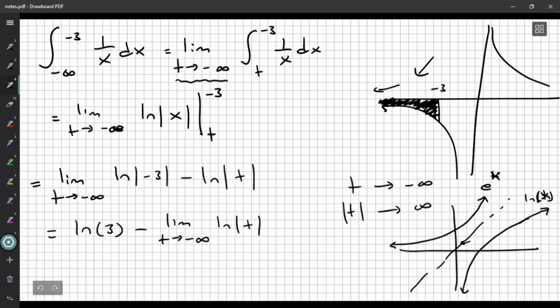Okay. So what does that tell us? Well, ln absolute value of t is going to head off to infinity. So sadly, no. This limit doesn't exist. The whole thing diverges. So even though it looks like there might be finite area, it doesn't shrink. 1 over x doesn't get close enough to 0 fast enough. So there we go. Our type 1 improper integral diverged. But we have the limits and the calculations to show it.